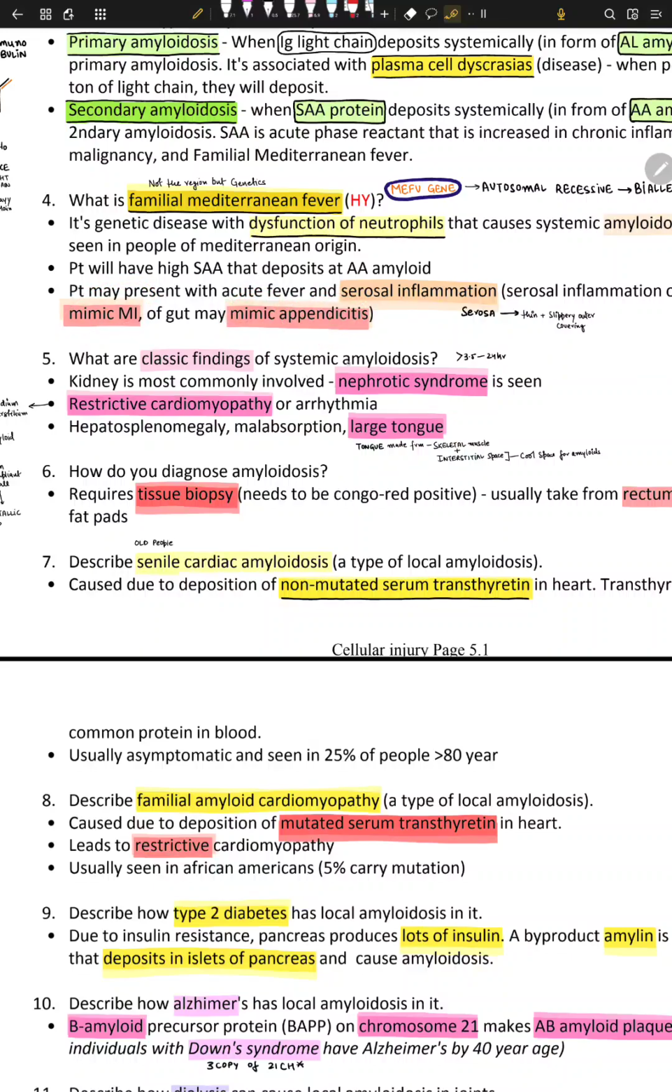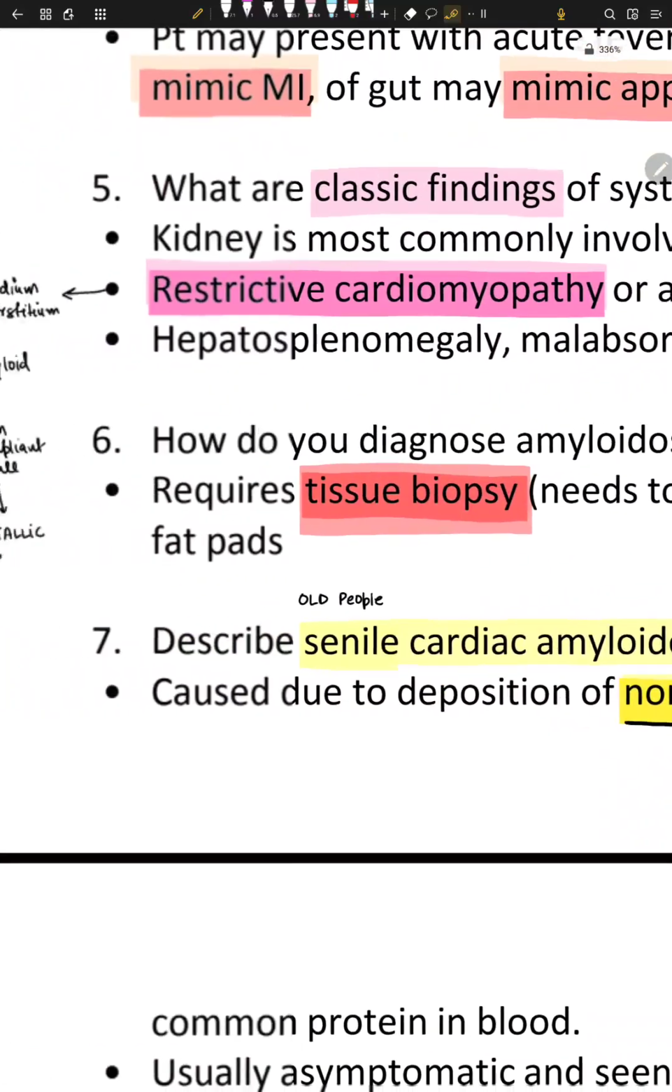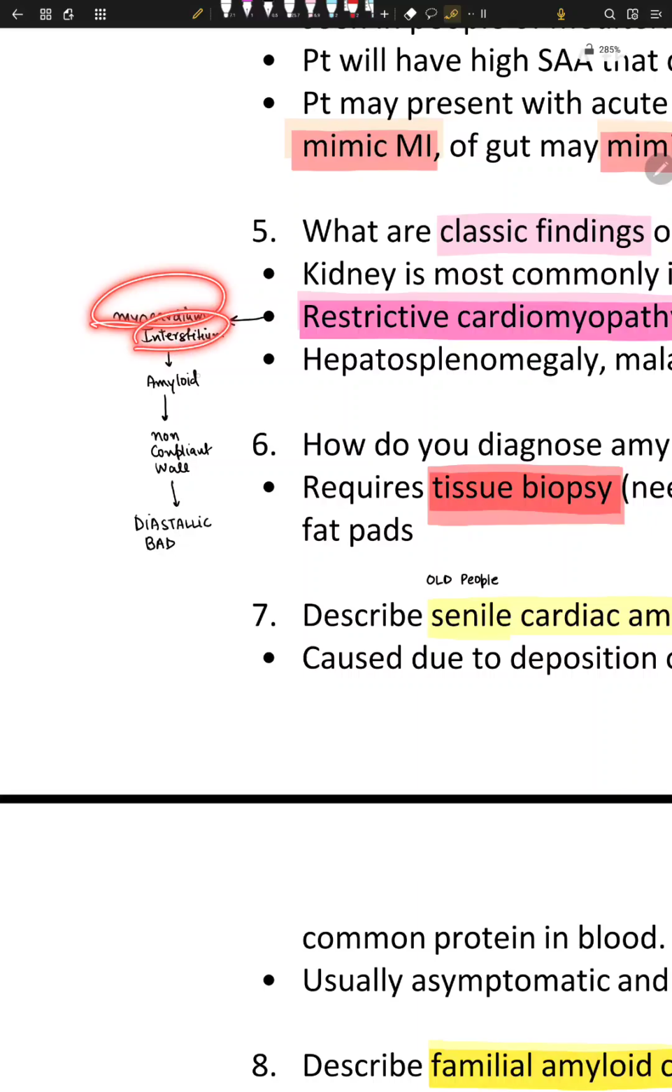What are the classical findings of systemic amyloidosis? Well, if it's systemic, it means it's going to all organs. The kidney is most commonly involved, so nephrotic syndrome, protein leaking more than 3.5 grams in 24 hours. Restrictive cardiomyopathy: restrictive means the heart cannot relax, so diastolic function is messed up. Amyloid deposits there, making a non-compliant wall, and diastolic function becomes really bad.